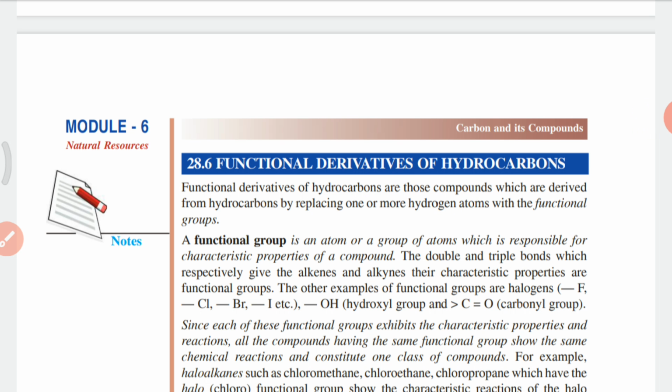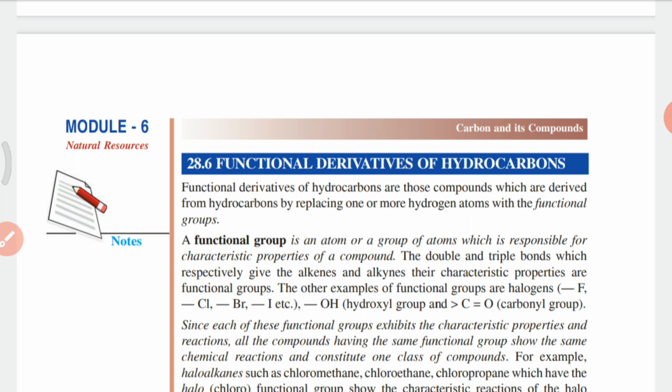Functional derivatives of hydrocarbons are compounds which are derived from hydrocarbons by replacing one or more hydrogen atoms with a functional group. In a hydrocarbon, we remove one or two hydrogen atoms and add a functional group. This type of compound is known as a functional derivative of hydrocarbons.